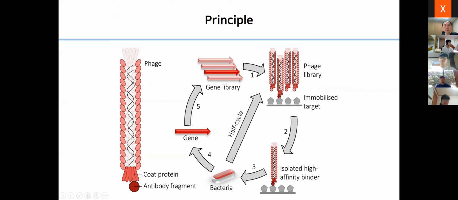Actually, I can say this number 4 is kind of the final step to isolate a higher binding affinity phage library. Before isolating the gene from the E. coli, they just repeat these steps: the biopanning, then amplification in bacteria, and then another biopanning, amplification, biopanning, this kind of step.